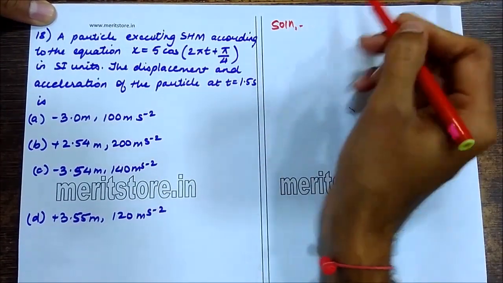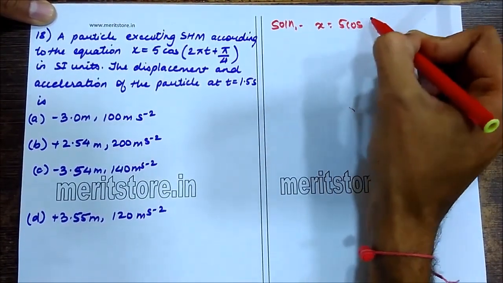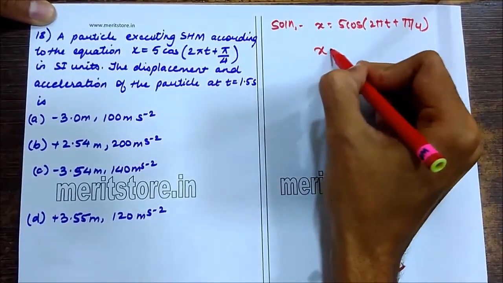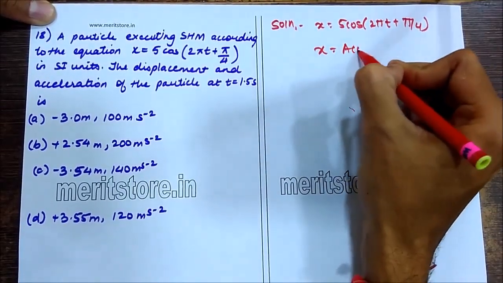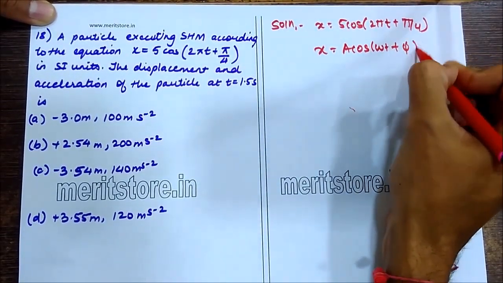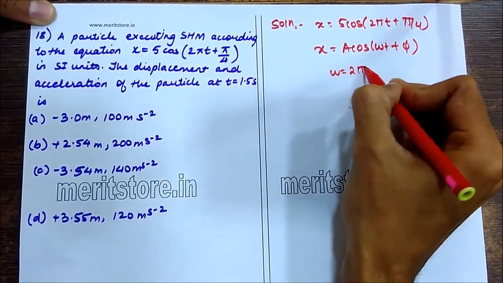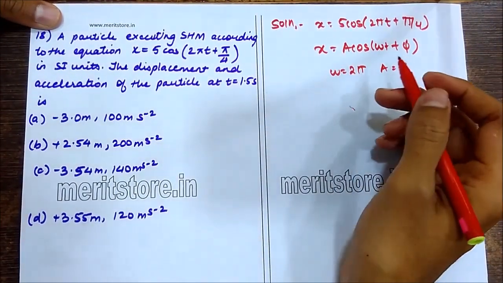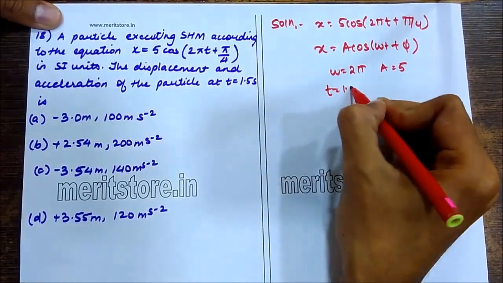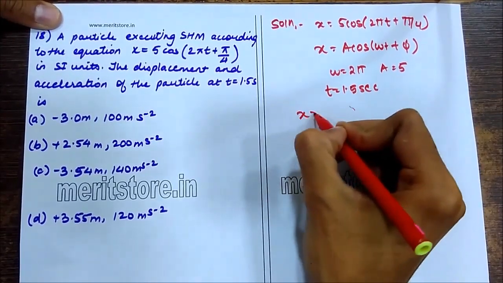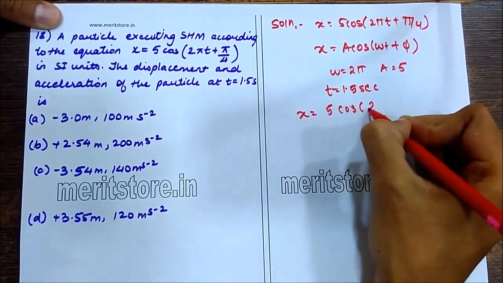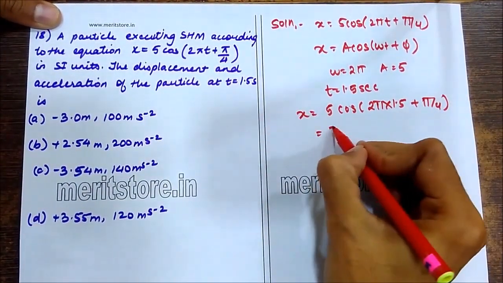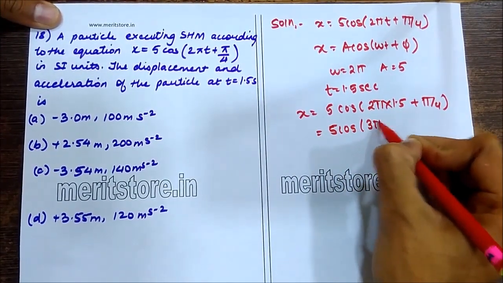So here we have the equation x equals 5 cos of 2 pi t plus pi by 4. Okay, we can compare it with the general equation for SHM, x equals a cos of omega t plus psi, where we get omega equals 2 pi and the amplitude equals 5. Okay, so here at time t equals 1.5 seconds, we substitute the time t over here: 5 cos of 2 pi into 1.5 seconds plus pi by 4. The value comes out to be 5 cos of 3 pi plus pi by 4.